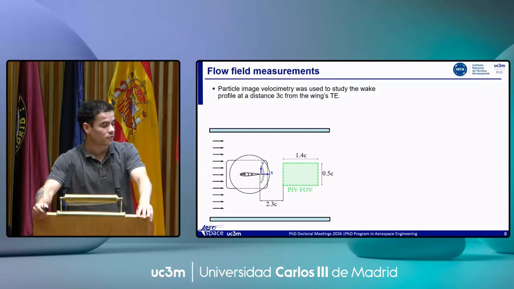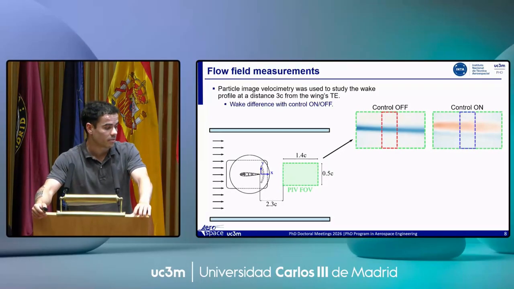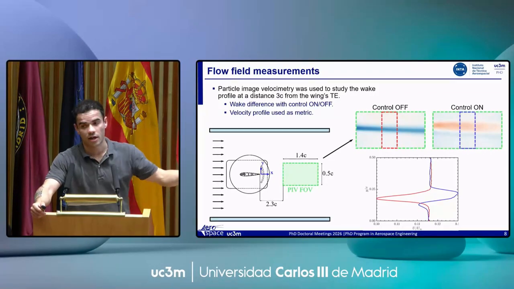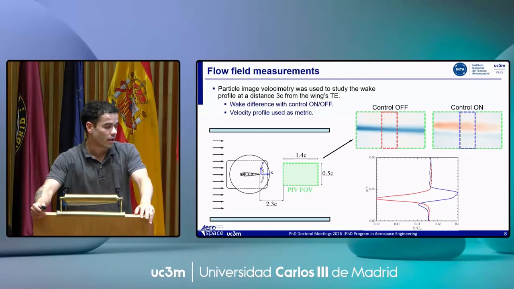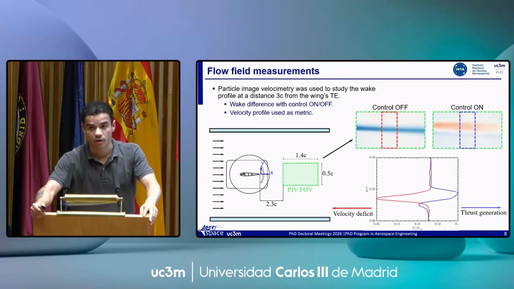at 3 chord distances from the trailing edge. For each actuation, we are taking 200 images, averaging them, and extracting the wake profile from the center of the image. And here you can see the story in this experiment.